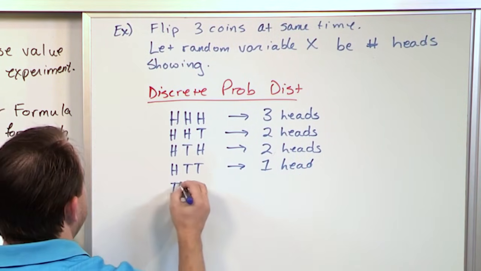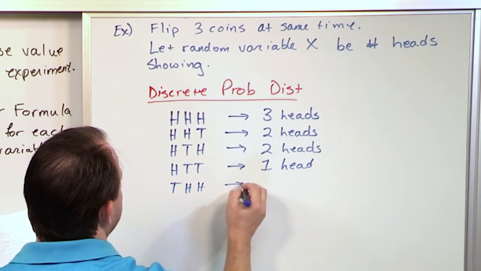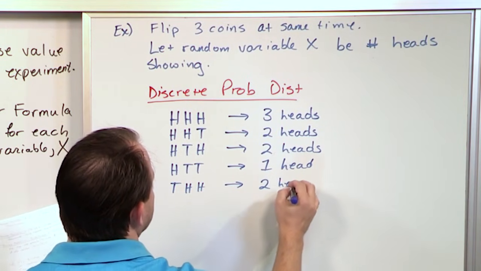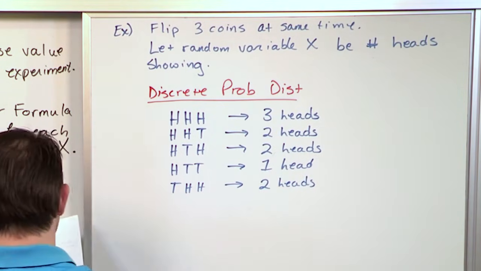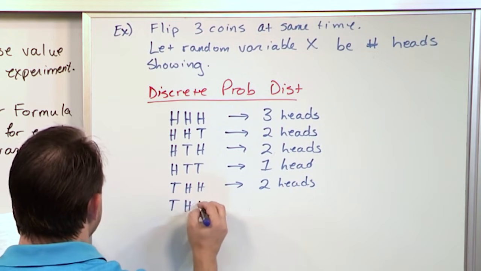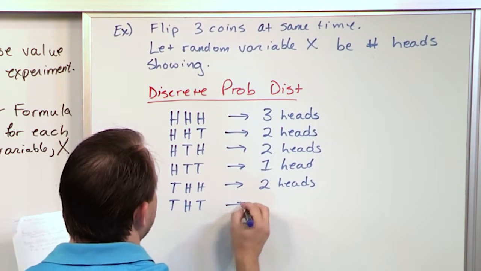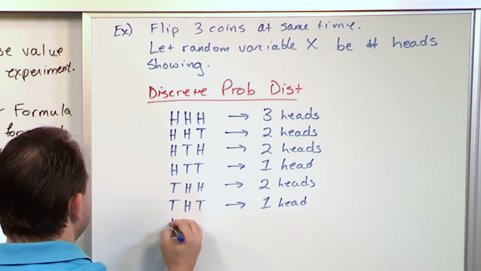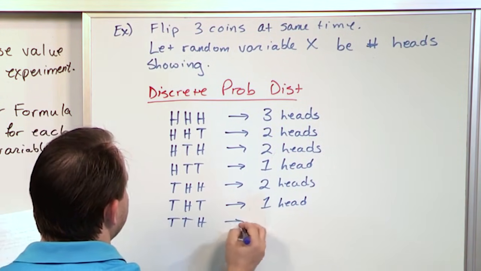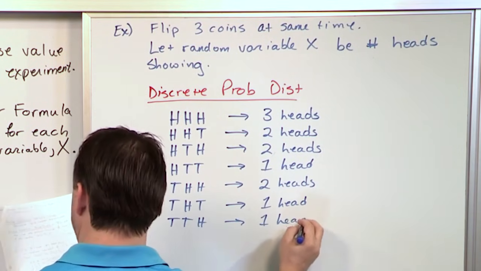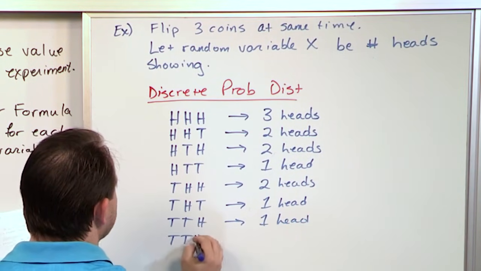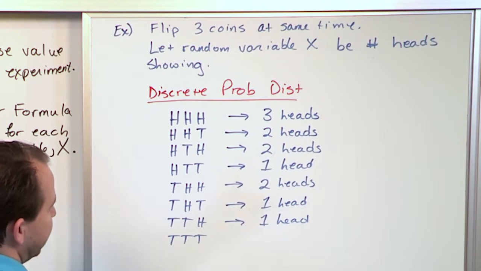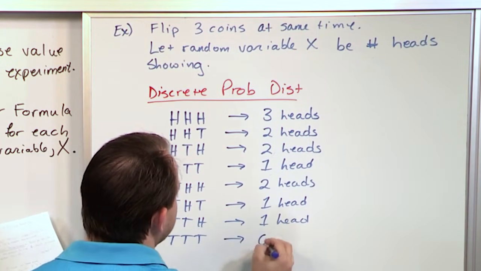Right? And then I can have tail, head, head, and then I have, again, 2 heads showing. But then I can have tail, head, tail, which will only give me 1 head. And then I can have tail, tail, head, which is 1 head. And then I can have tail, tail, tail, which is the other way I'm really lucky. Let's say 3 tails in a row, and I get 0 heads.